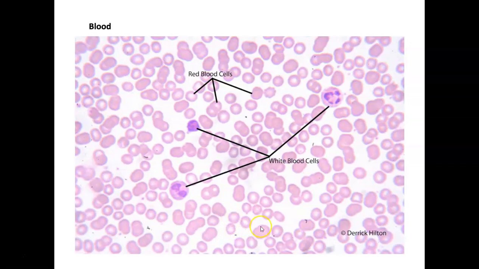The red blood cells do not have nuclei, and they are the most numerous cells that you see in a blood slide. And the white blood cells are much less numerous, and you can also see nuclei, and they are going to be bigger than the red blood cells. And that is pretty much it for the blood.